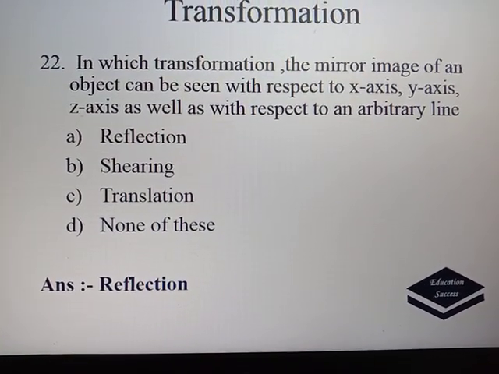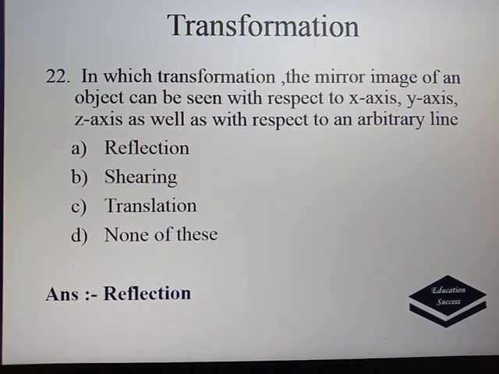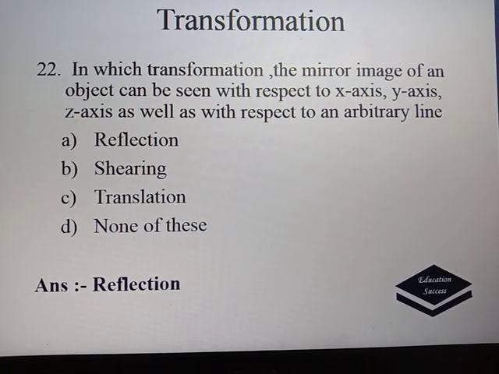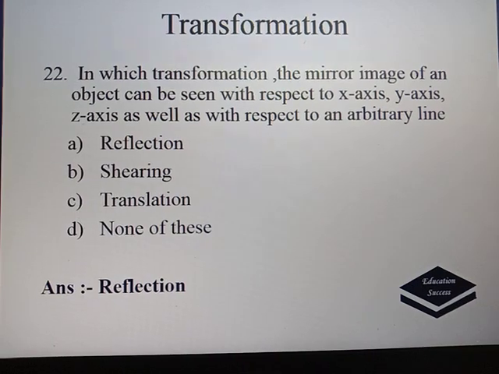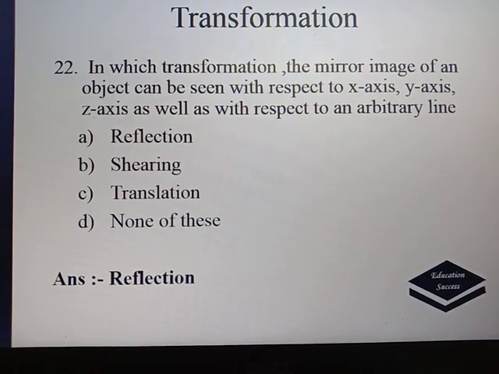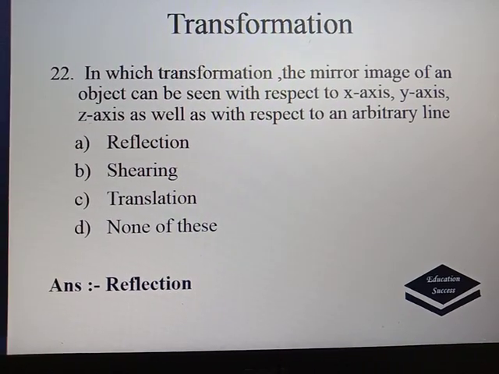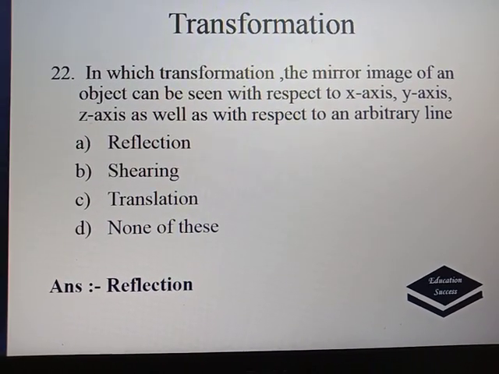Next question is, in which transformation can the mirror image of an object be seen with respect to the x-axis, y-axis, z-axis as well as with respect to an arbitrary line? Options are reflection, shearing, translation, none of the above. The correct option is reflection.